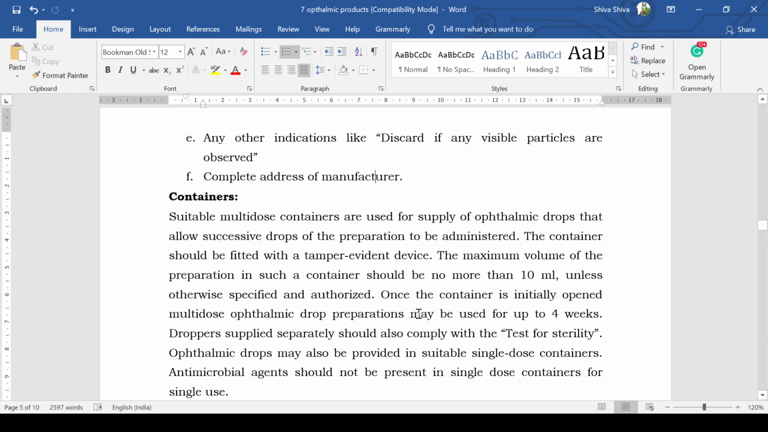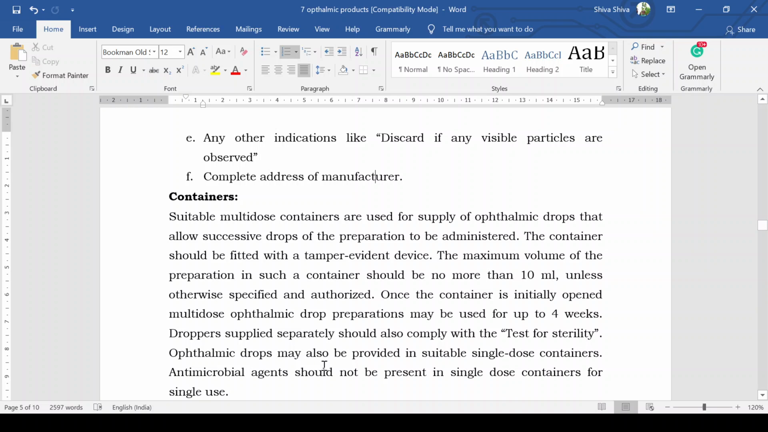The container should be fitted with a tamper-evident device. The maximum volume of the preparation in such a container should not be more than 10 ml. So generally 10 ml of solution is filled inside the container, but wherever it is prescribed or permitted, more than 10 ml can be filled. Once the container is initially opened, a multi-dose ophthalmic preparation may be used up to 4 weeks. Four weeks is the maximum period for which multi-dose containers can be used once they are open.